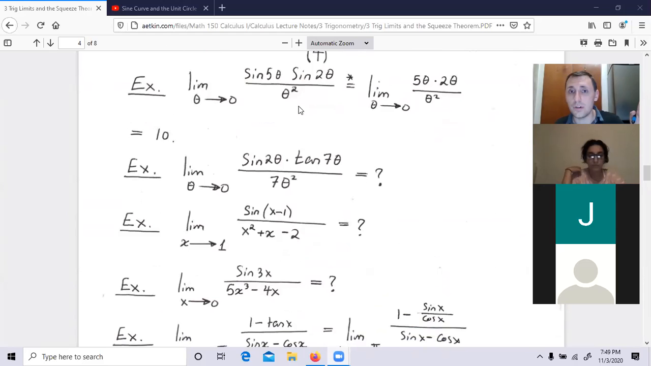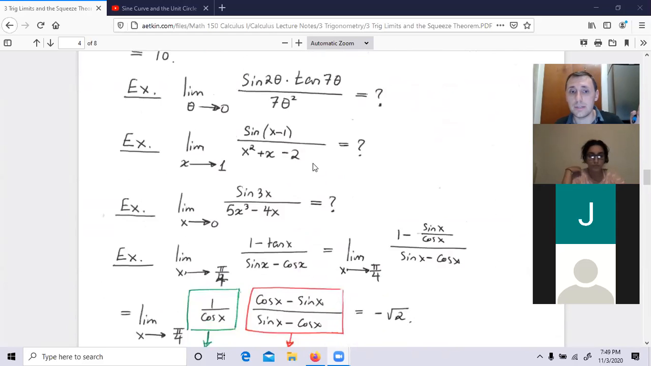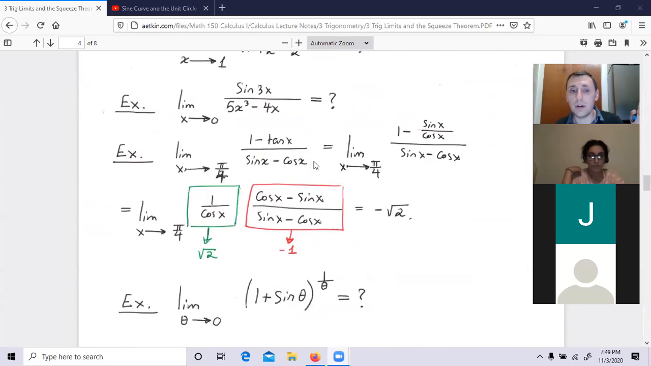And here you have several problems like it. You have some examples. What about this, guys? My last question. This limit, you see? What is that equal to? 1 plus sine theta to the 1 over theta.